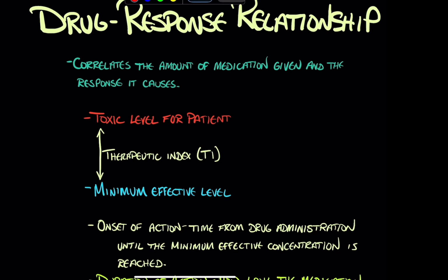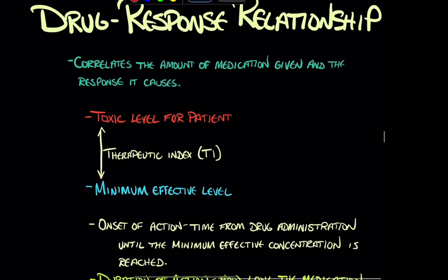But basically each drug will have a toxic level, which would kill a patient, and then what's called the minimum effective level, which is the minimum amount of medication you have to take to actually notice the effects of it. And then that whole range between the upper and lower limits is called the therapeutic index. And that's where we're hoping to operate most of the time, or all of the time, I should say.